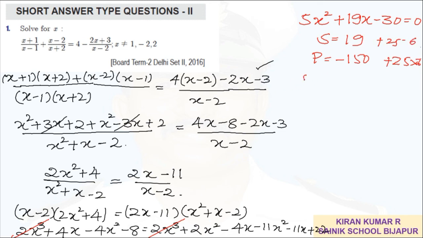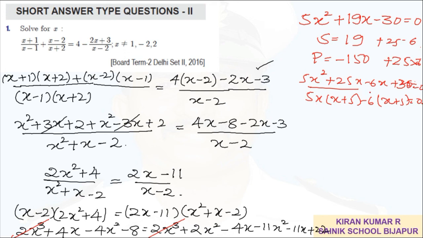So if you use that, we get 5x square plus 25x minus 6x minus 30 equal to 0. We have to take 5x common in the first two terms. We'll be getting (x plus 5), minus 6 common, (x plus 5) equal to 0. Here it was negative 30. So x plus 5 is common. (5x minus 6) equal to 0. Therefore, the value of x is negative 5 or positive 6 by 5.